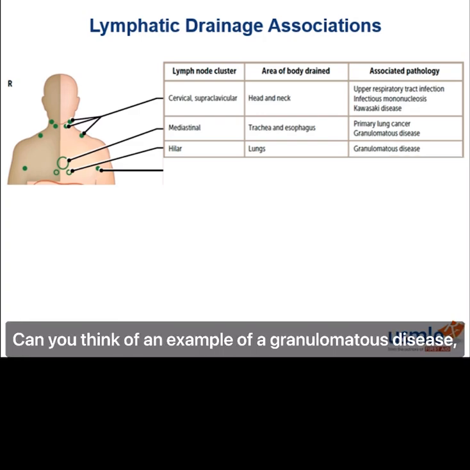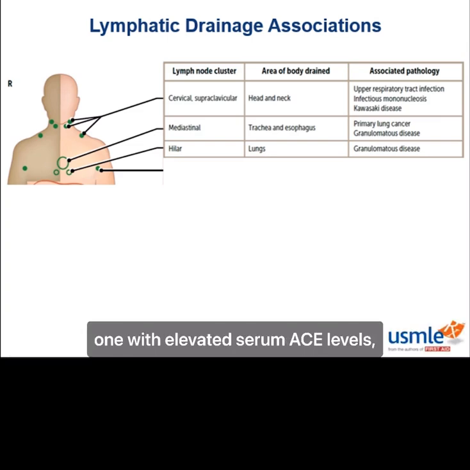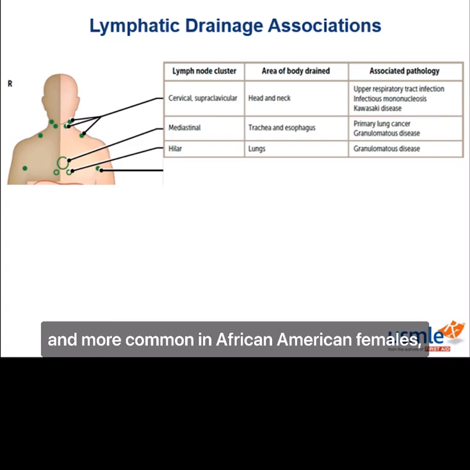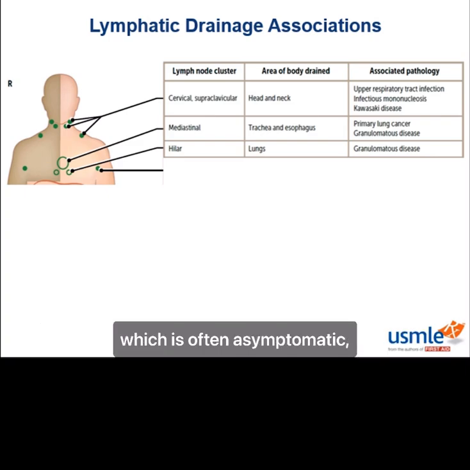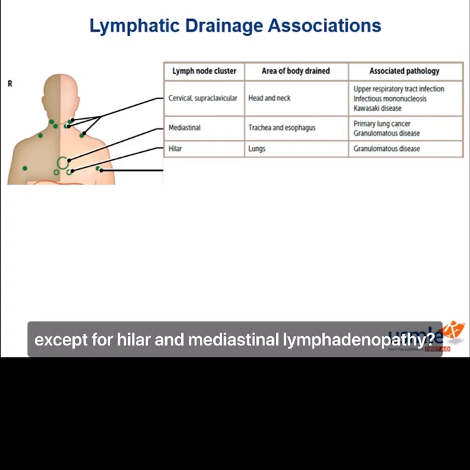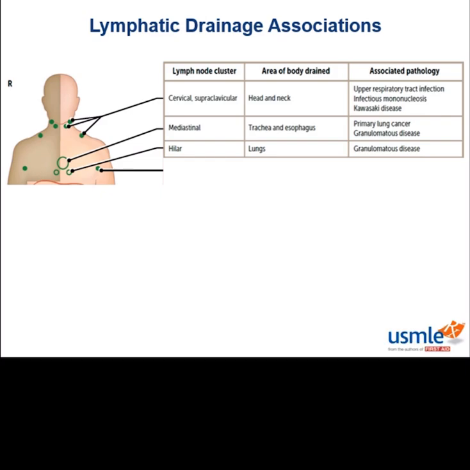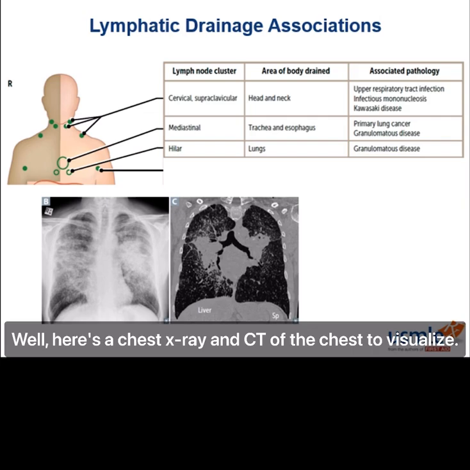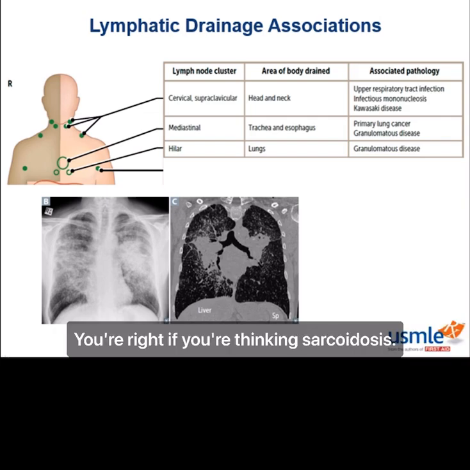Can you think of an example of a granulomatous disease? One with elevated serum ACE levels and more common in African American females, which is often asymptomatic, except for hilar and mediastinal lymphadenopathy. Well, here's a chest x-ray and CT of the chest to visualize. You're right if you're thinking of sarcoidosis.